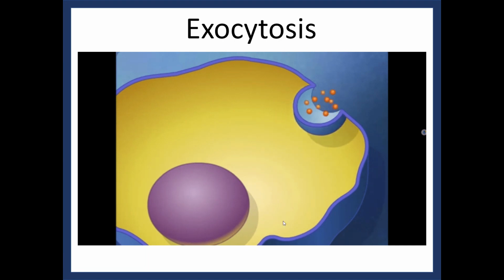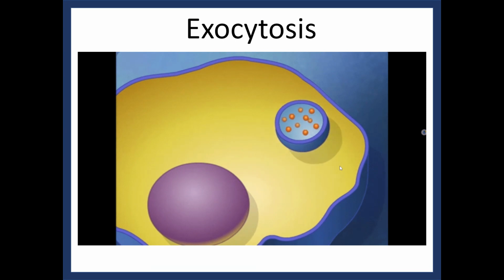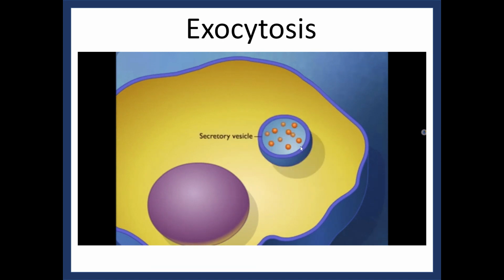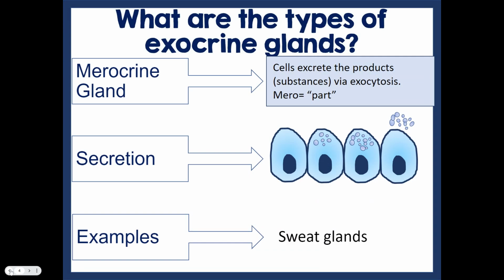So you can see the cell looks the same at the end of this process as it did at the beginning, at least the outer membrane. No damage was done to the cell in this process. So this is how the substances from inside the cell are moved outside the cell, and this process is called exocytosis. Okay, so now let me go back.